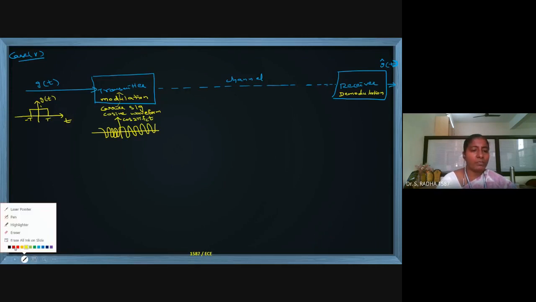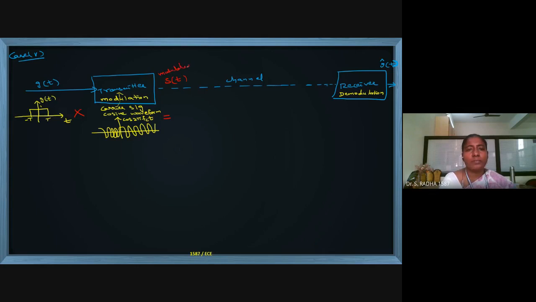Okay, so what we will do? We will multiply these two signals, and the resultant, as you can see here, is S of t, which is the modulated signal, and which is G of t into cos 2 pi fct. That comes out from the transmitter and will travel in the channel. So at the output of the transmitter, S of t is the modulated signal coming out, the multiplication of G of t and cos 2 pi fct.